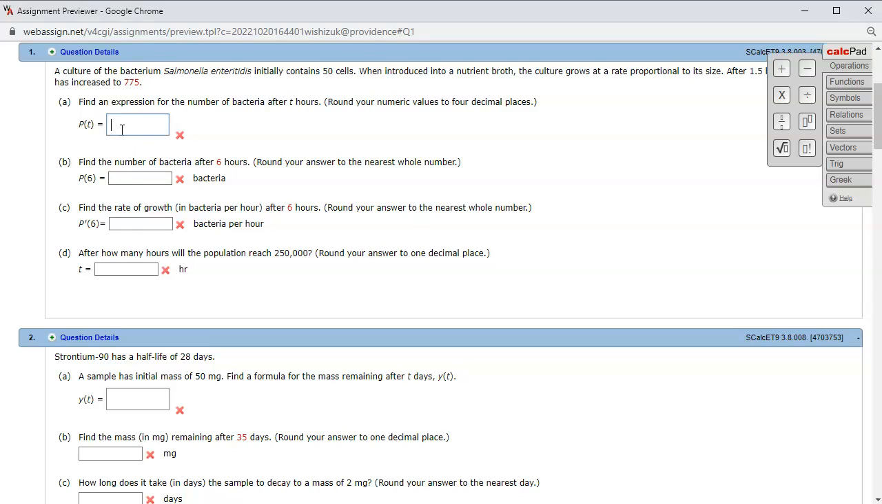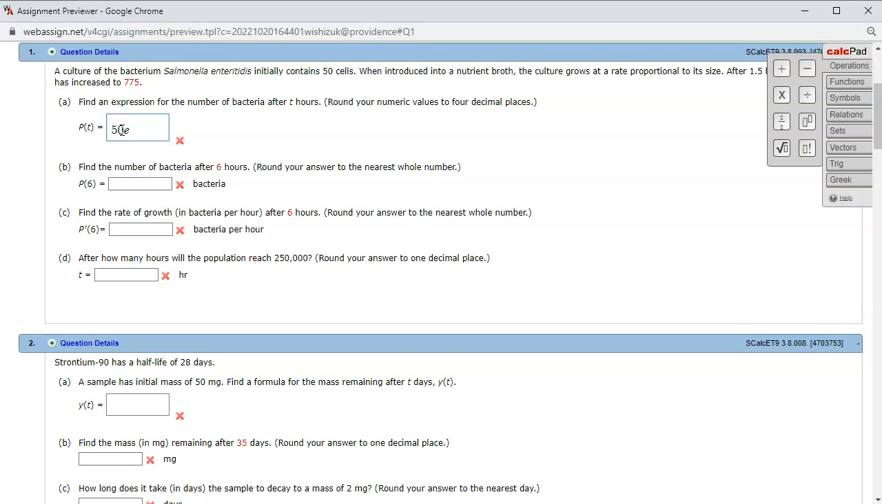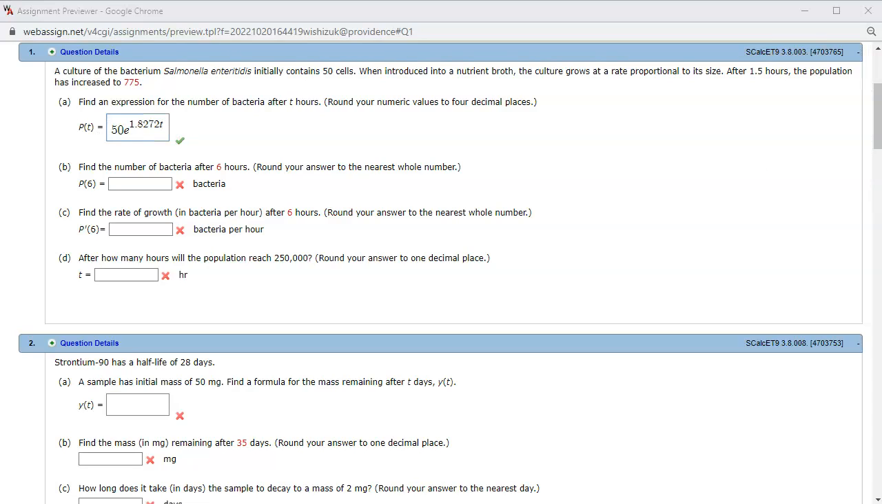So we know that the P is 50, then we have e to the, and we found the k value to be 1.8272, then t. Alright, let's check the answer. It came back and looks like we got part A correctly.